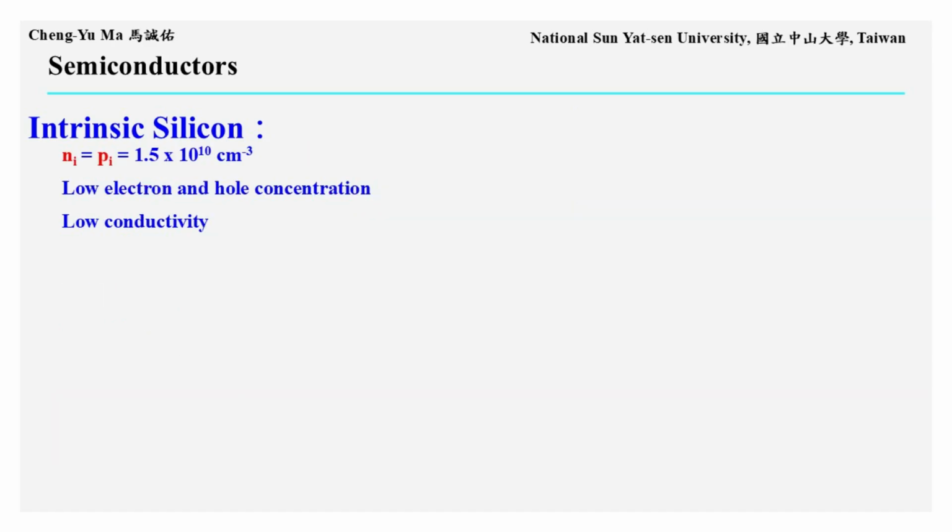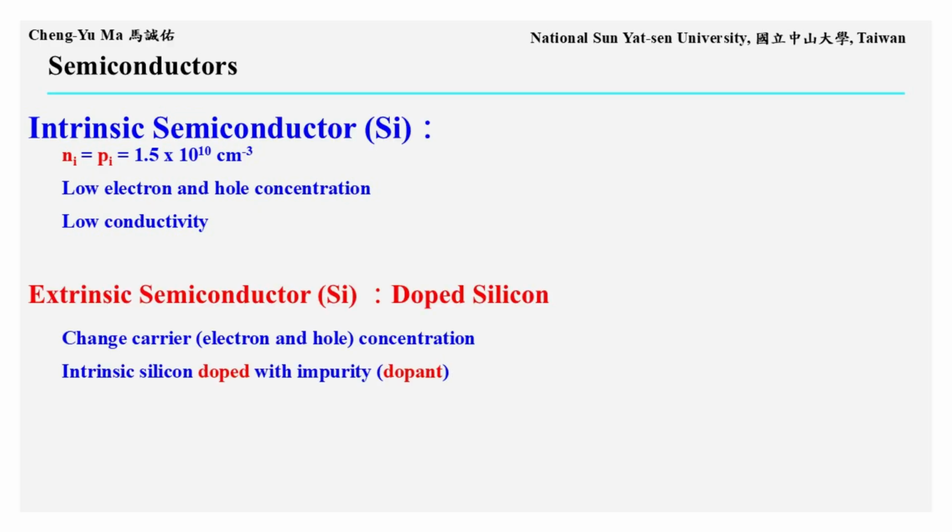Because the carrier concentration of an intrinsic semiconductor is very low, its conductivity is poor. It lies between a conductor and an insulator, so it is called a semiconductor. In order to increase conductivity, we must adjust the carrier concentration inside the semiconductor. Therefore, other elements must be added into the intrinsic semiconductor. Since the added element is different from the semiconductor material itself, it is called an impurity.